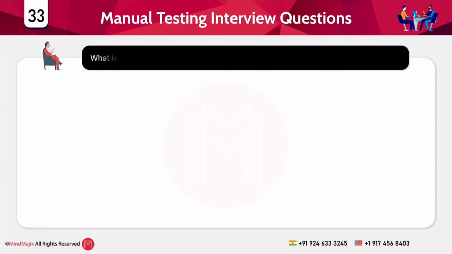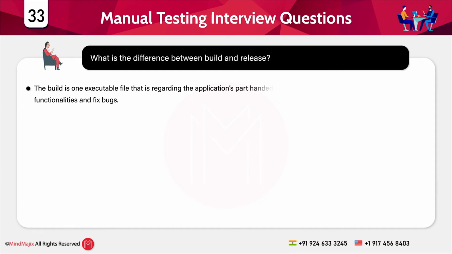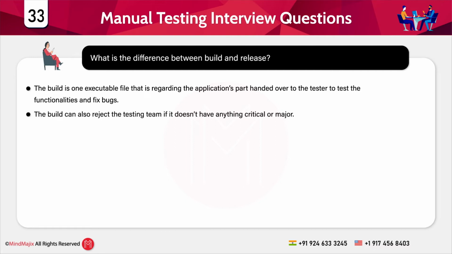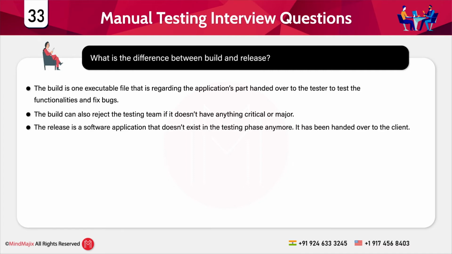The next question is, what is the difference between build and release? Okay, so the build is one executable file that is regarding the application's part handed over to the tester to test the functionalities and fix the bugs. The build can also be rejected by the testing team if it doesn't have anything critical or major. And if you talk about the release, it is a software application that doesn't exist in the testing phase anymore. So it has been handed over to the client.